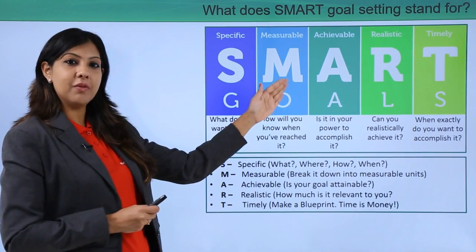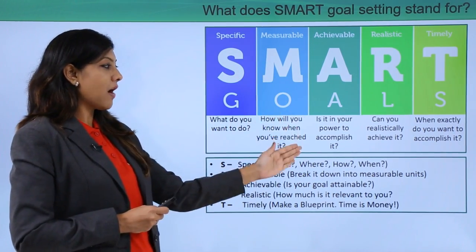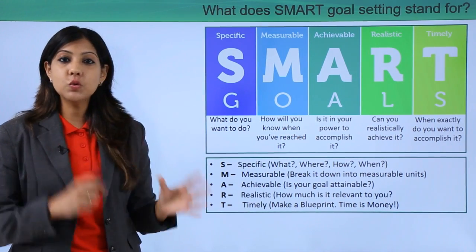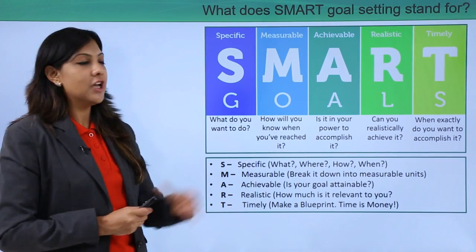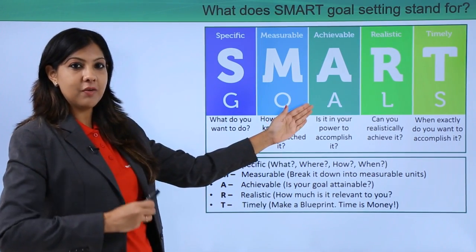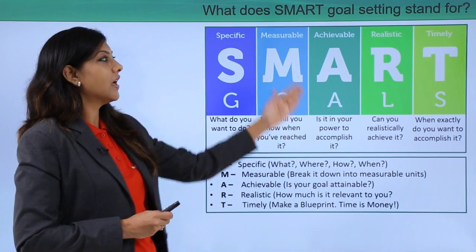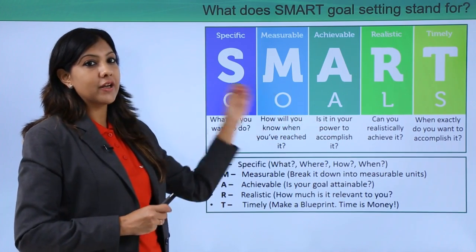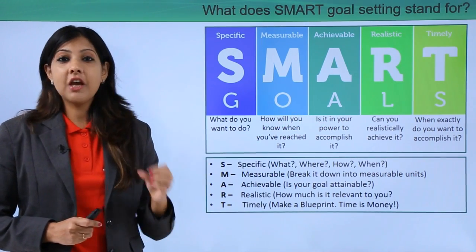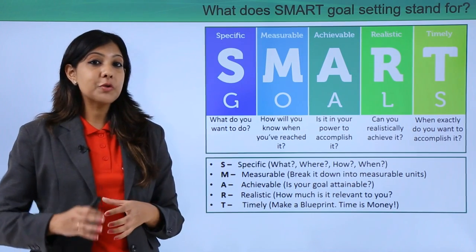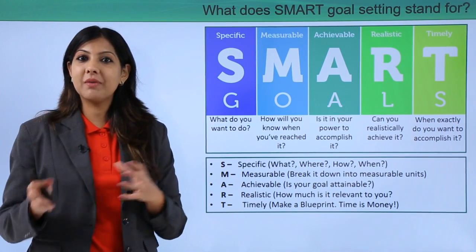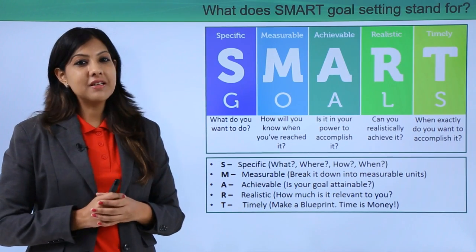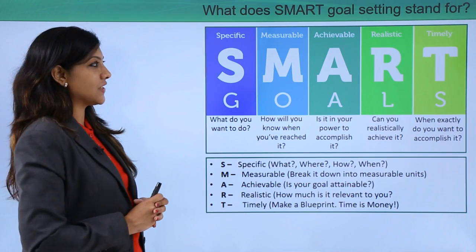A stands for achievable, which means is it in your power to accomplish it? Is your goal attainable, or is it something which is too challenging or too easy to attain? You need to understand whether it is achievable, attainable or accomplishable. R stands for realistic. Can you realistically achieve it? If you say something like, tomorrow I want to go to the moon or tomorrow I want to become an astronaut, is that realistic? Not really. You need to be realistic about your goal, and that is what R stands for.